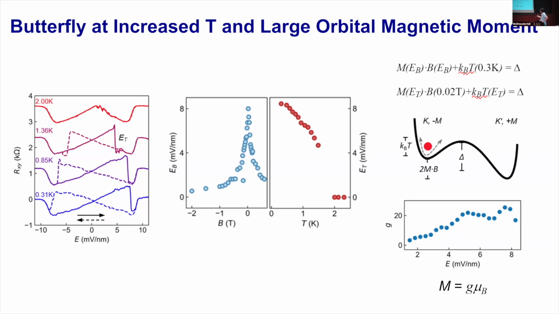Based on this analysis, you can roughly estimate the orbital magnetization g factor of these electrons, and you find it's on the order of like 20, which is 10 times bigger than the spin g factor of the electron. So orbital magnetic effect in such material could be rather strong because the band gap is small and the Berry curvature is big.